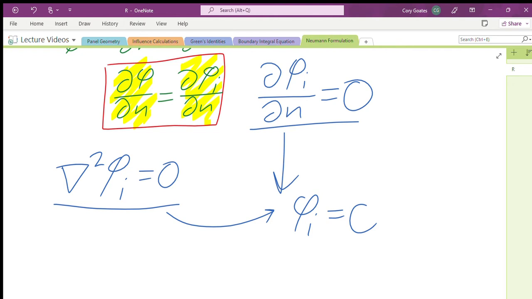You can exploit this, and we will in the next video, to actually solve for your doublet strengths another way. But for now, we're just going to talk about why my matrix equation is singular.